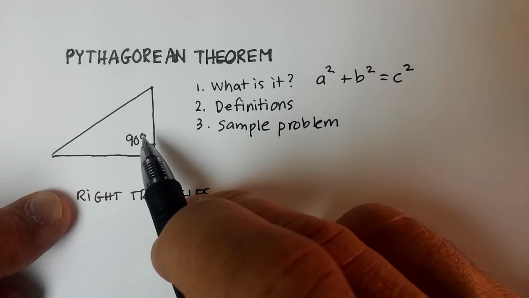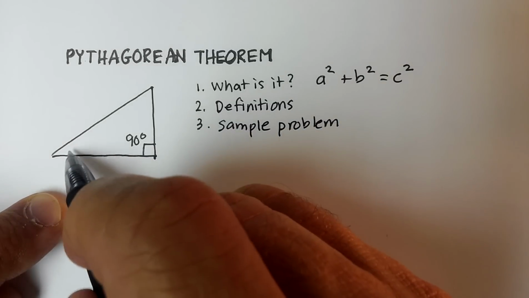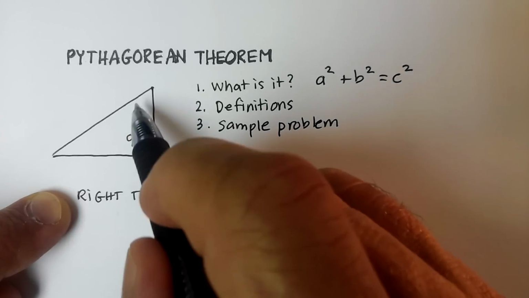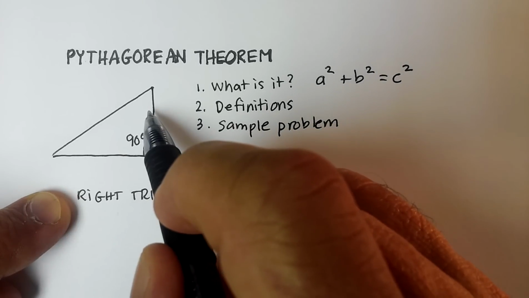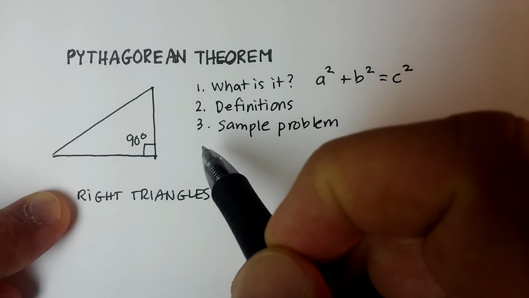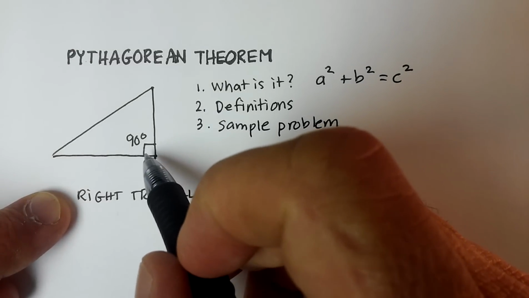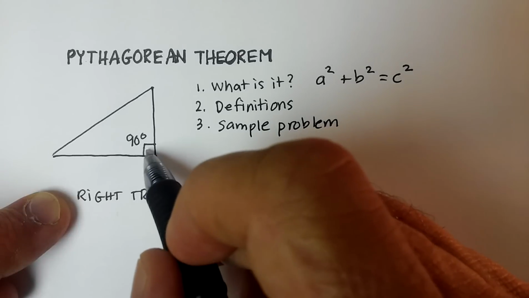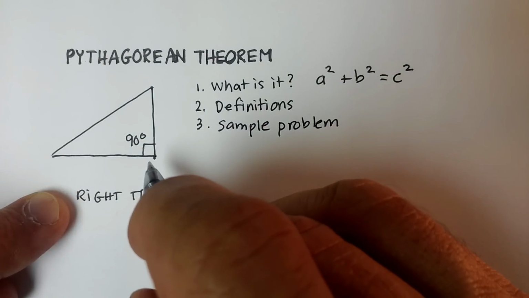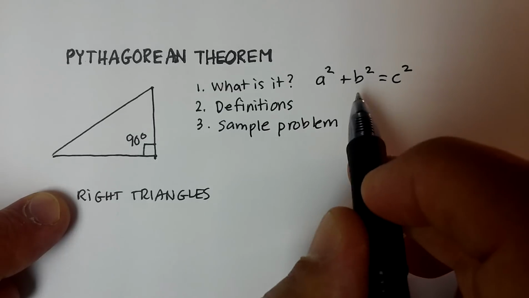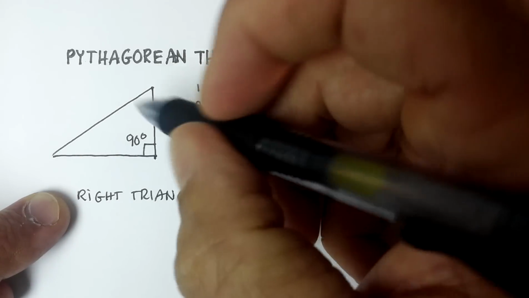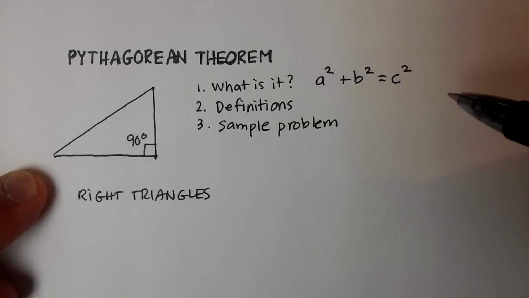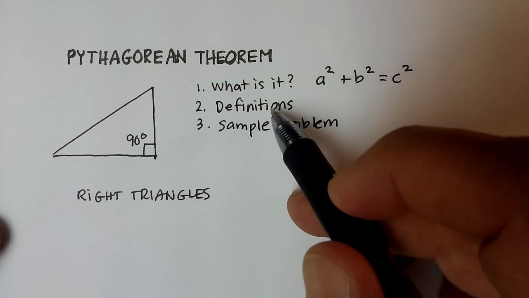Okay, it doesn't really make any difference what these degrees are, but all the degrees inside of any kind of a triangle add up to 180 degrees. And that's also true for right triangles, except that one of the angles has to be a right angle, or a 90-degree angle. Okay, so that's what it is. It's a formula for finding the side lengths in a right triangle. Okay? Let's go through some definitions.